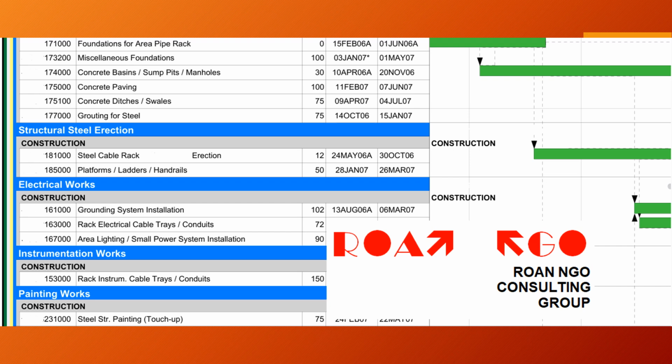Okay, under instrumentation works, we have wrap instrumentation cable trays and conduits. Okay, under painting works, we have steel structural painting touch.